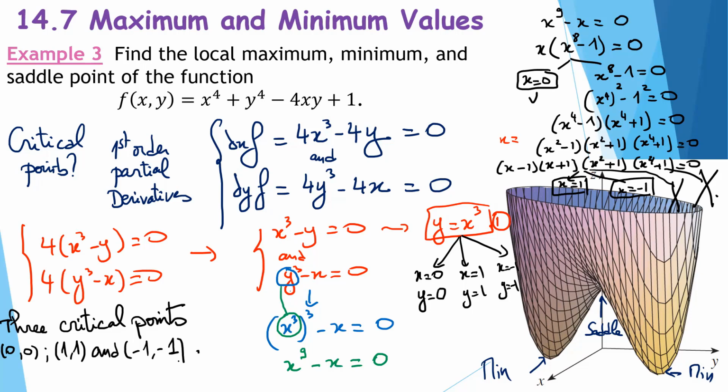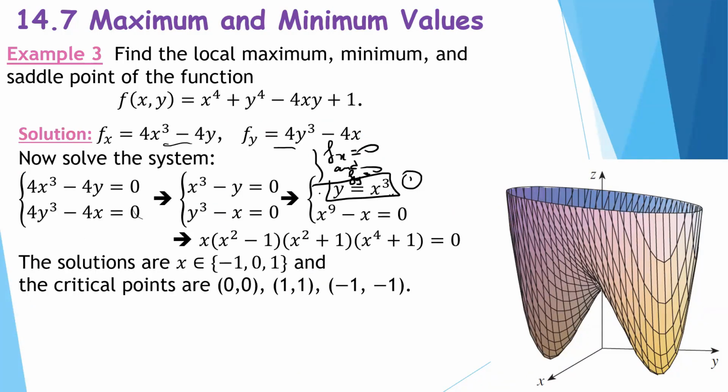Is it clear how we found the critical points or not? Clear, clear. Are we done? No, there is more: the second part. We found 3 critical points. Tell me, is it a minimum or a saddle point or a maximum? For each of these points, we have to characterize these critical points. So how do we know?